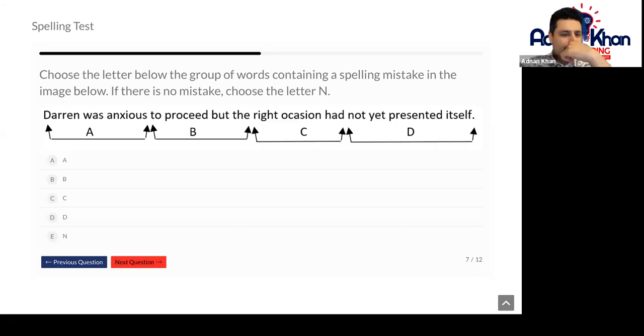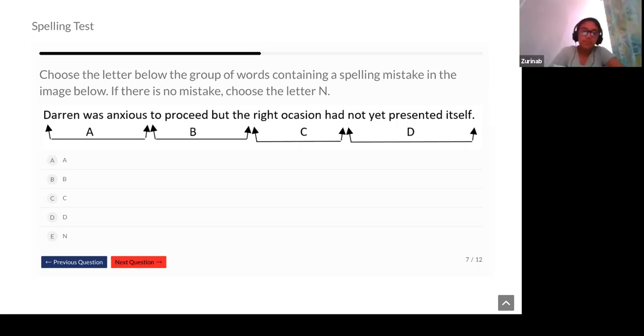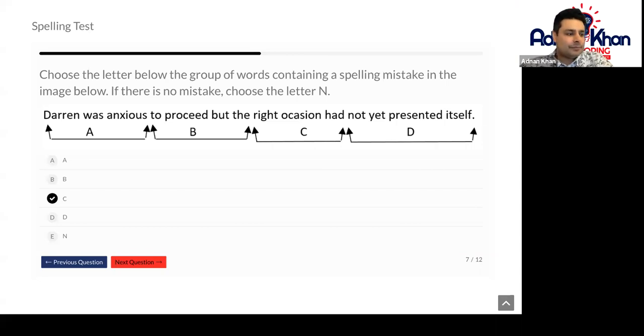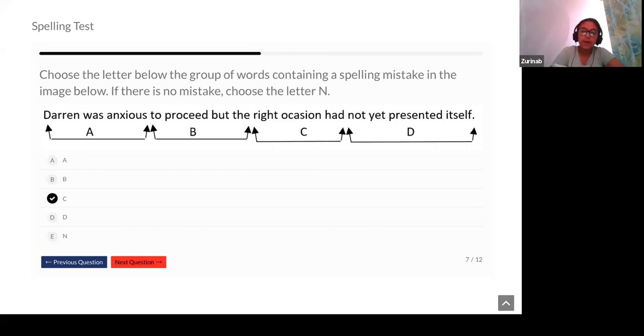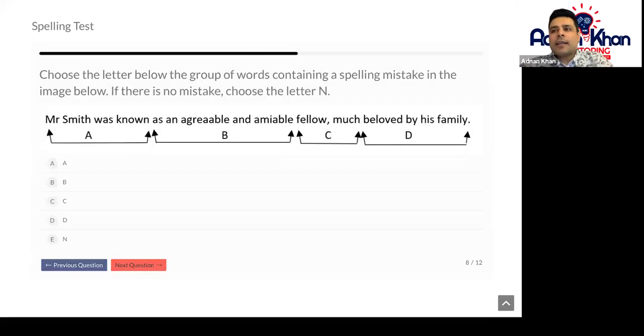Go ahead. I think the answer would be C. Just read the question sentence first of all. Darren was anxious to proceed, but the right occasion has not yet presented itself. And why is it C? Because occasion is not spelled correctly. Yes, so occasion has double C in it as well. So you're absolutely right. So well done.